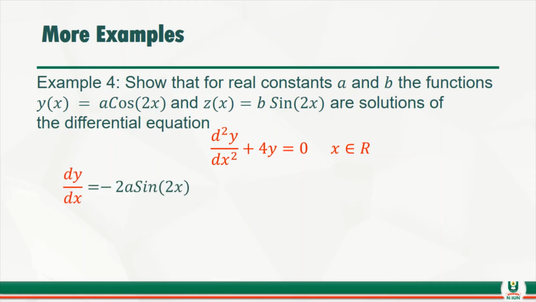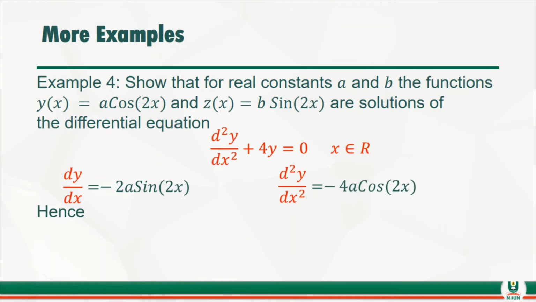If we differentiate y, which is a cos 2x, what do you have? You have -2a sin 2x. Please don't forget how to differentiate sine and cos. I will advise you: don't forget that if you differentiate sine, you have cos. If you differentiate cos, you have minus sine. So if you differentiate a cos 2x, what we have is -2a sin 2x.